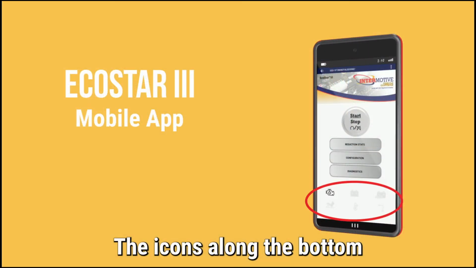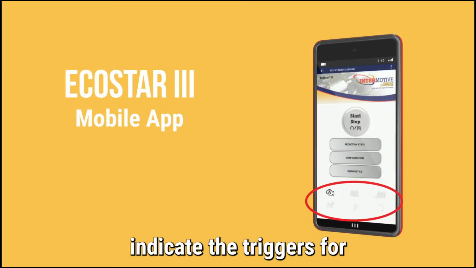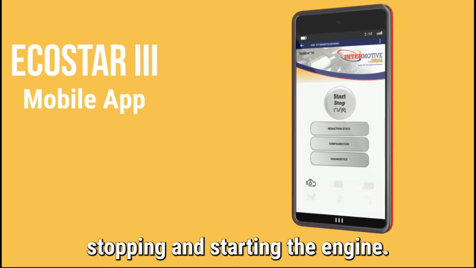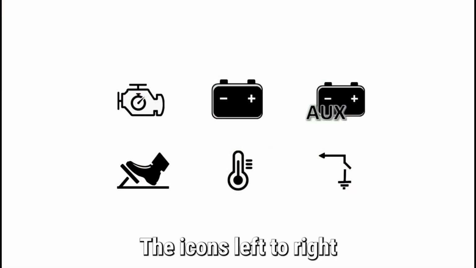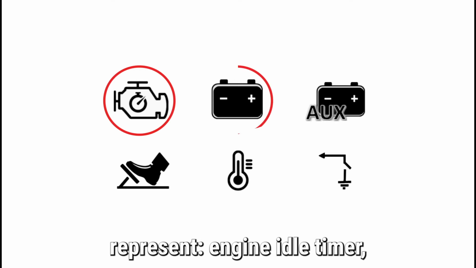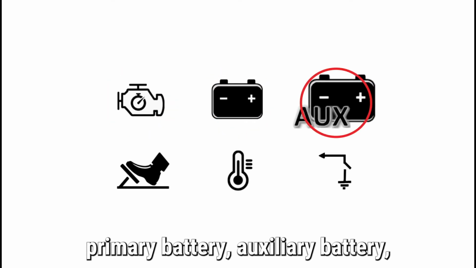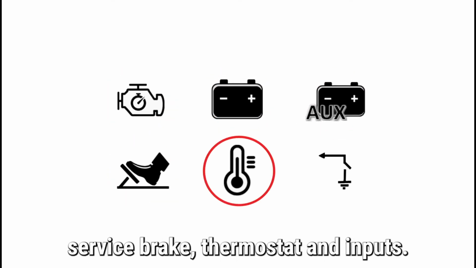The icons along the bottom of the main dashboard indicate the triggers for stopping and starting the engine. The icons left to right represent engine idle timer, primary battery, auxiliary battery, service brake, thermostat, and inputs. The icons are grayed out when the functions are not in use.